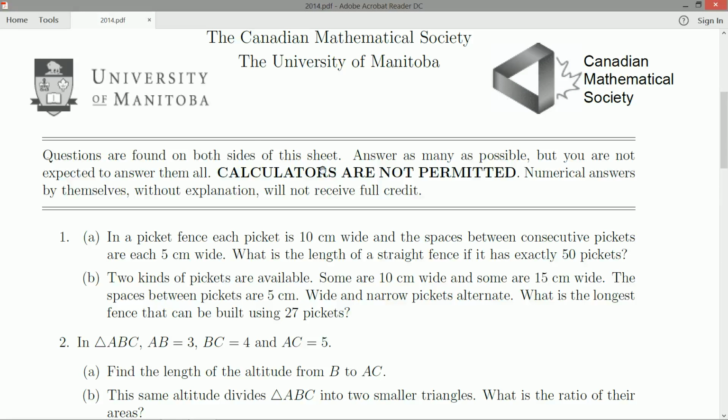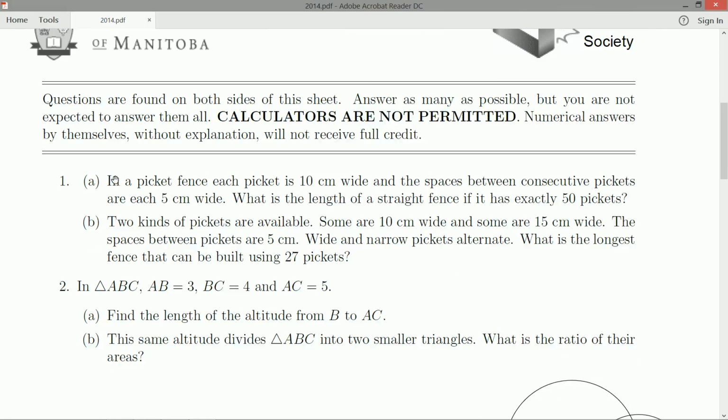So in this one, of course, we're going to be looking at question number 1. So question 1A: in a picket fence, each picket is 10 centimeters wide, and the space between consecutive pickets is 5 centimeters wide. What is the length of a straight fence if it has exactly 50 pickets?